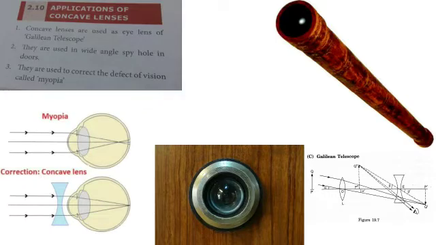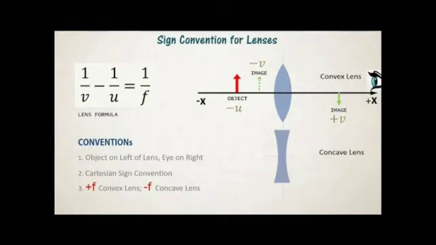The next topic is the lens formula. Like spherical mirrors, we have a lens formula for spherical lenses. The lens formula gives the relationship among the distance of the object u, the distance of the image v, and the focal length f of the lens. It is expressed as 1/f = 1/v - 1/u. It is applicable to both convex and concave lenses.